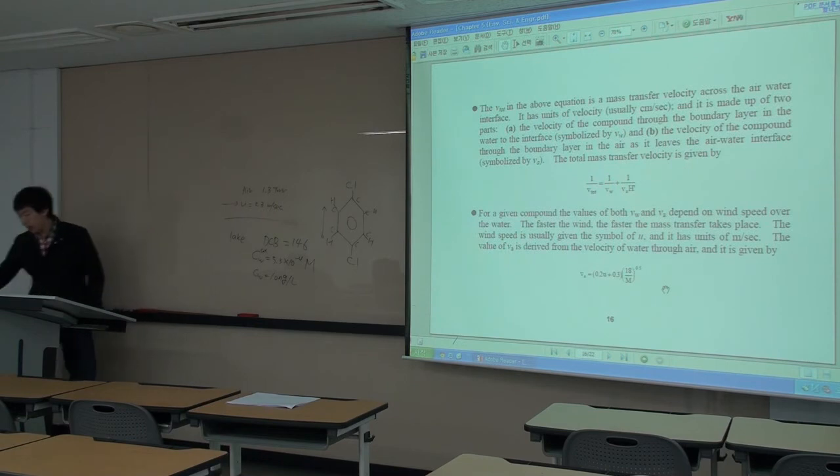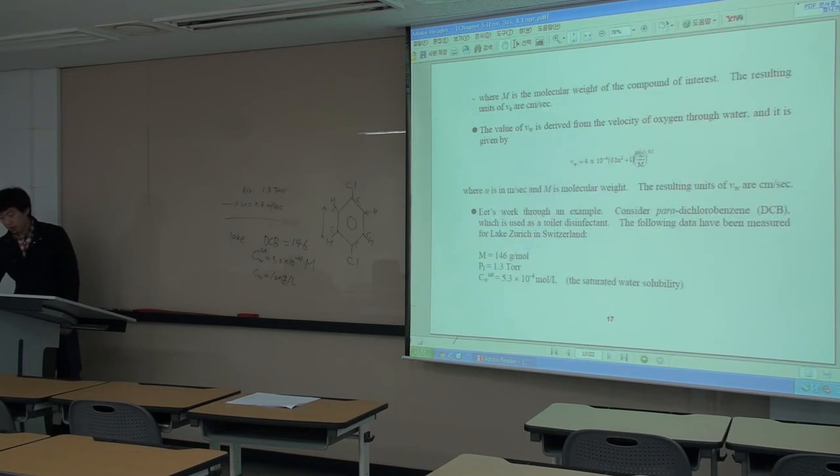And you can see there is 18, because this velocity of air is influenced by the water. So water's molar weight is 18, right? Yes, so here is 18. And here is the 32. What has a molecular weight of 32? Oxygen. So this VW is affected by the oxygen, so there is 32.